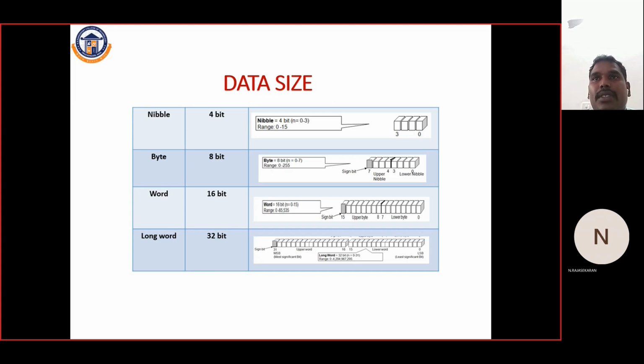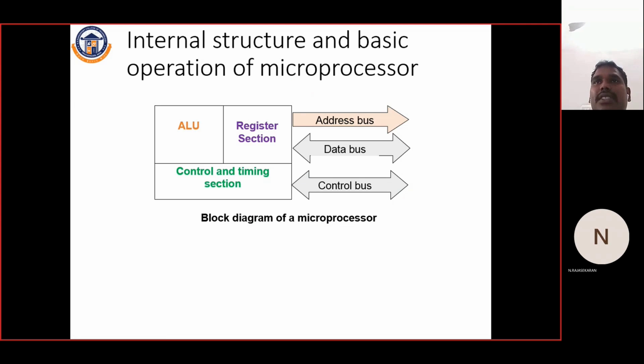So this is your data size. Nibble, we can use 4 bits. Then byte, we can use 8 bits. Word, we can use 16 bits, and long word, we can use 32 bits. This is your range. For 4 bits, you can use 0 to 15. For 8 bits, you can use 0 to 255. Then for 16 bits, you can use 0 to 65535. And for 32 bits, a very long range. This is your normal data system.